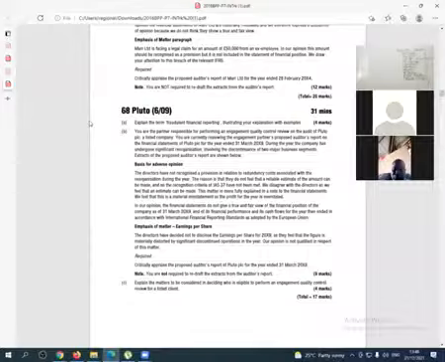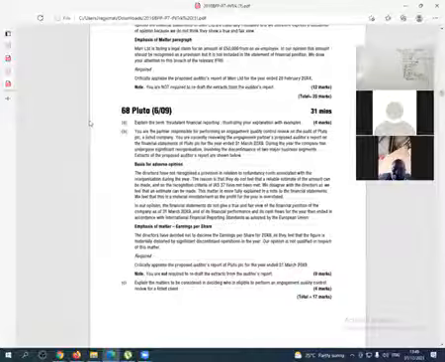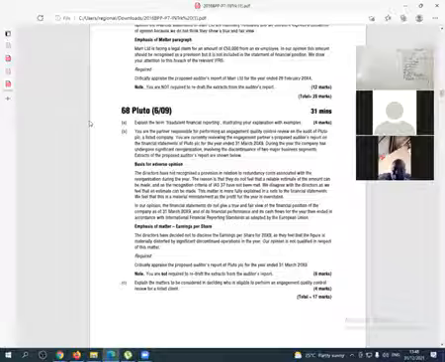So where are we? So we want to define the term fraudulent financial reporting.